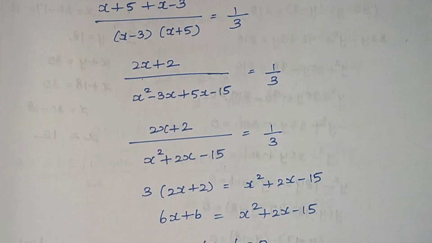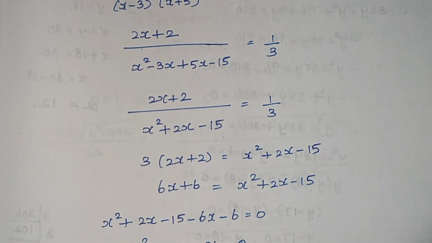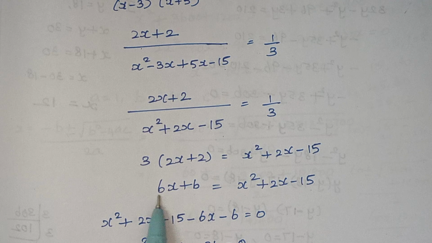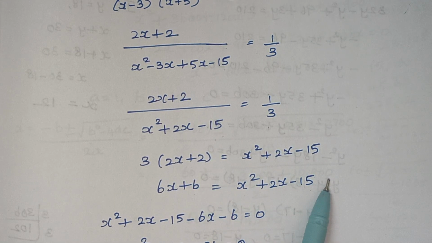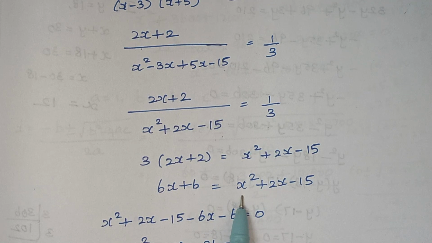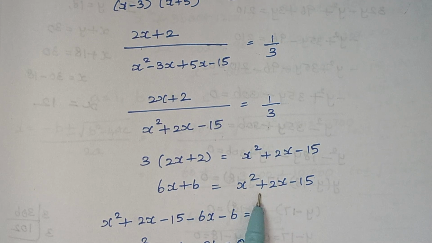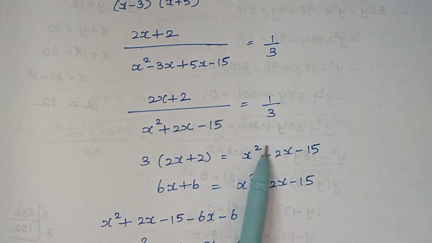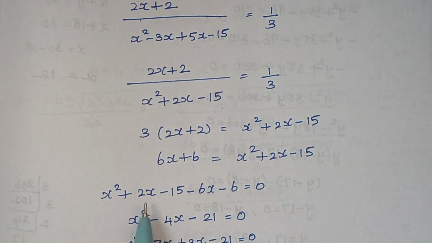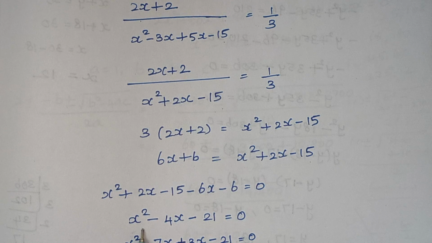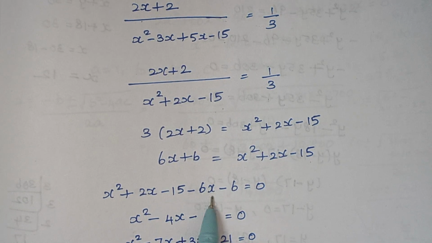Now we are going to frame this equation as a quadratic equation. I am moving the part 6x plus 6 to the right hand side, because here I have a positive x square, so no need to move this term. So we have x square plus 2x minus 15 minus 6x minus 6 equal to 0. Once you simplify, here you see x square and here 2x minus 6x.